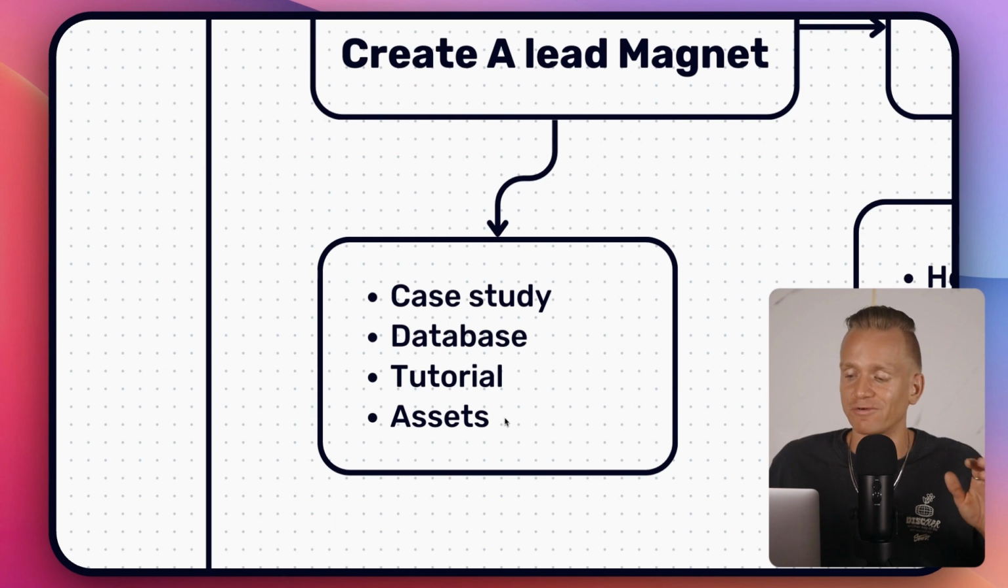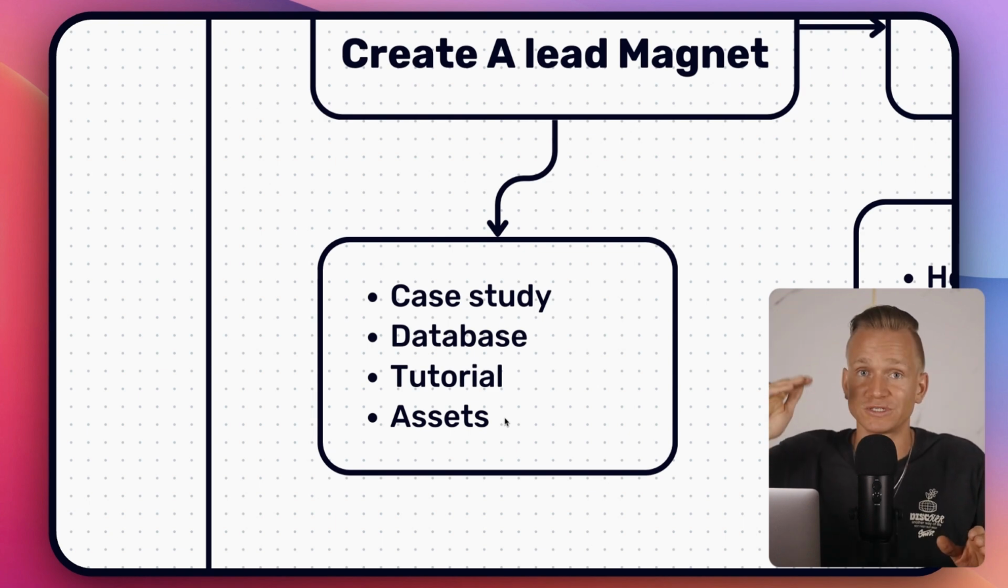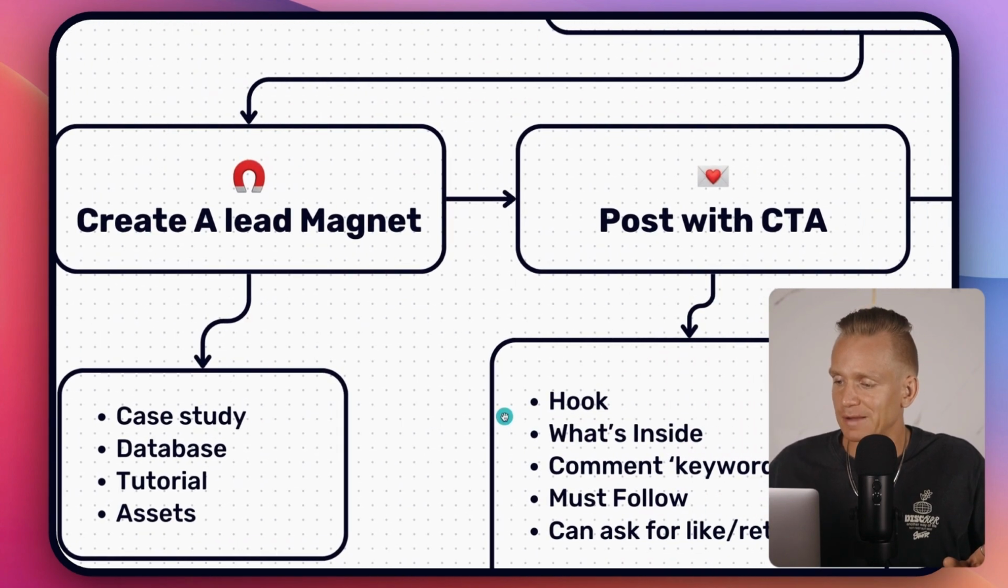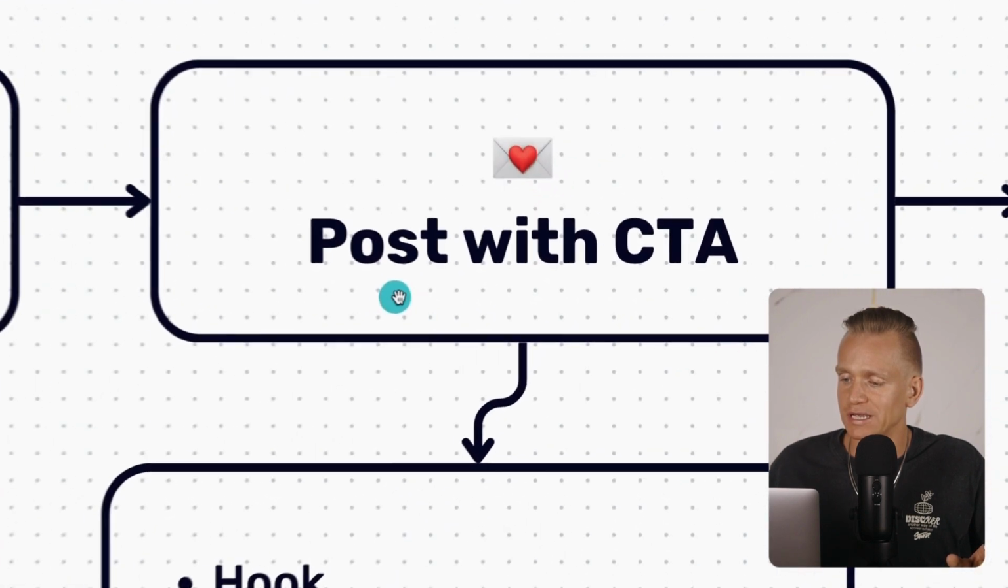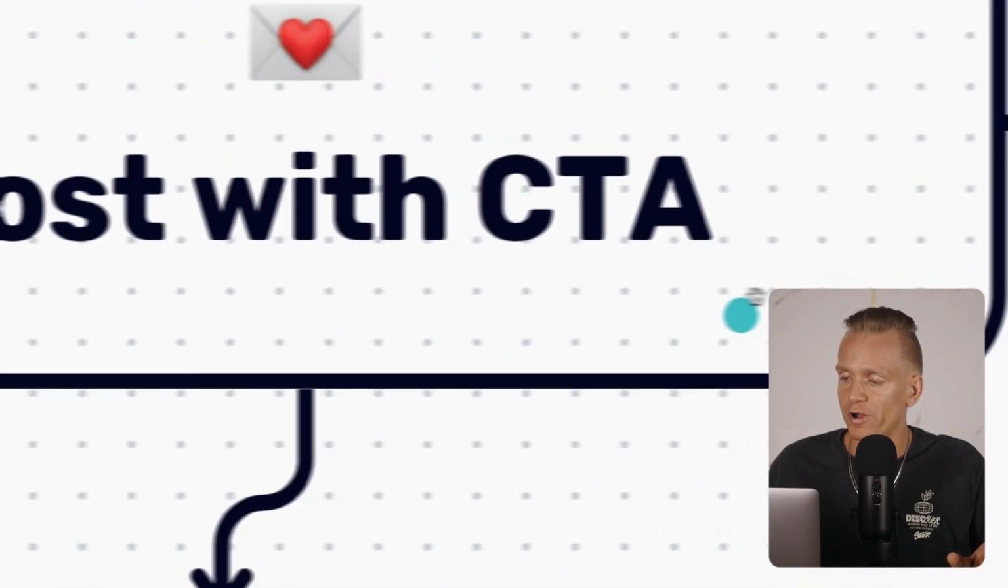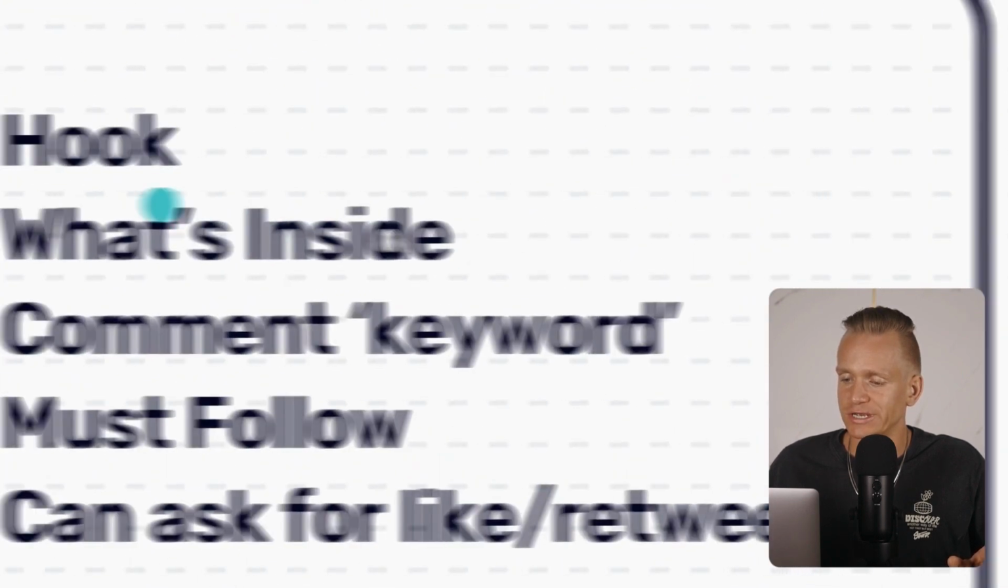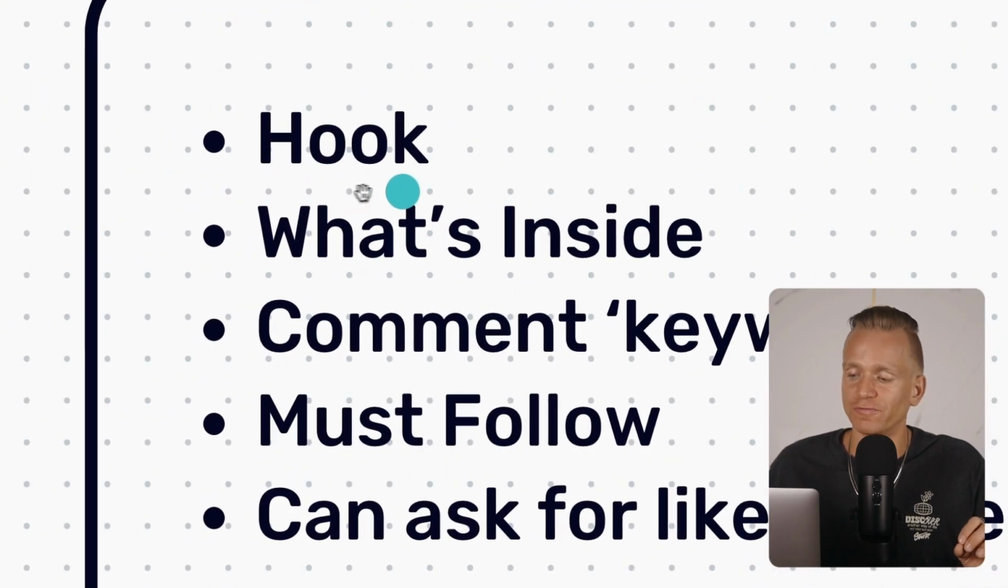It's basically an SOP on how you create the best converting lead magnet. So once you've got your lead magnet done, the next step is you want to post a post with a CTA. The way this looks is, first of all, you need some sort of good hook to hook your audience. Then you explain what is within this lead magnet that you are giving away.